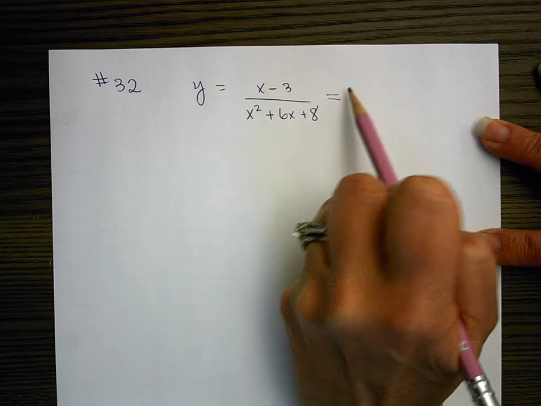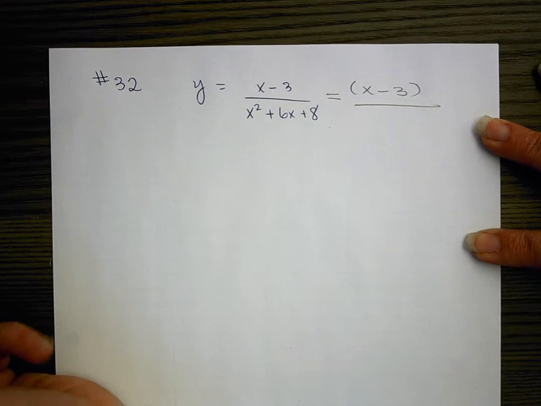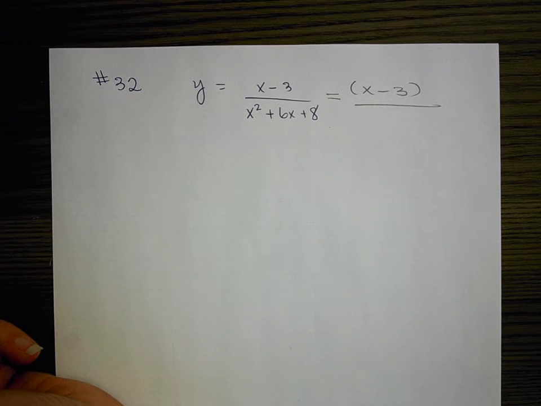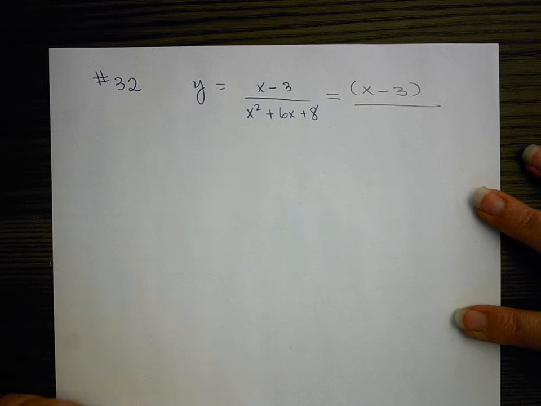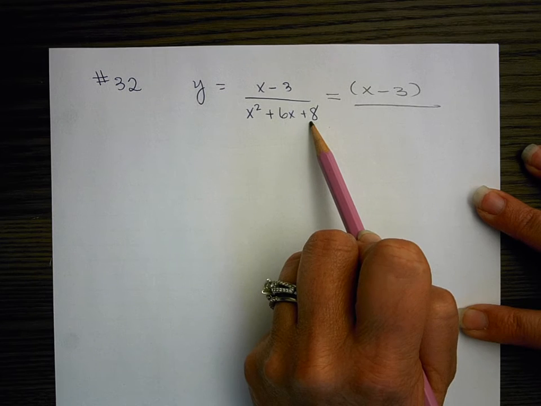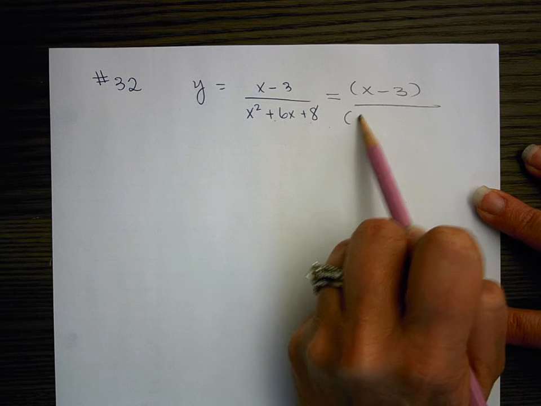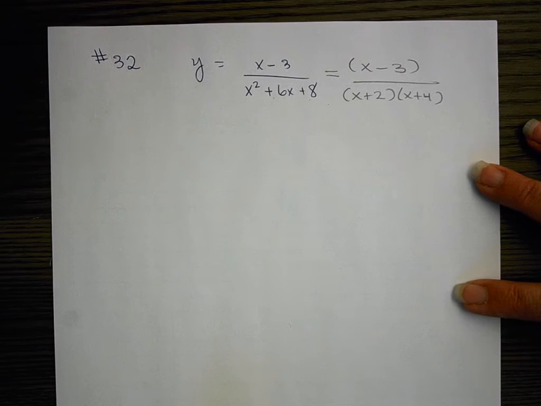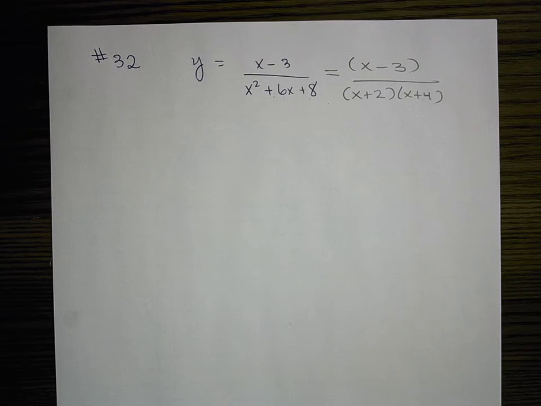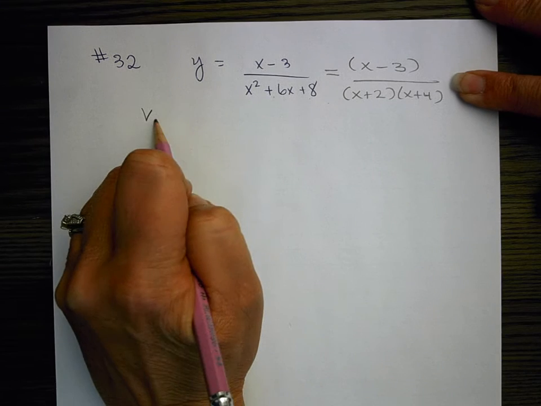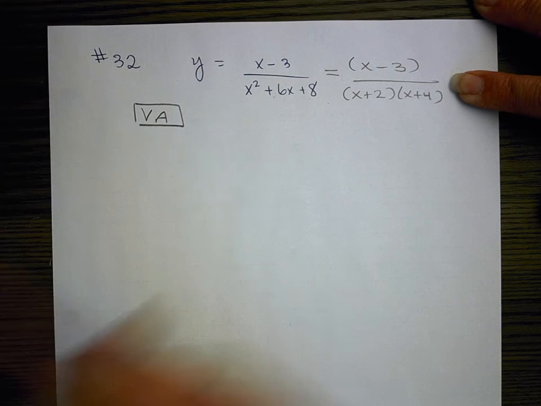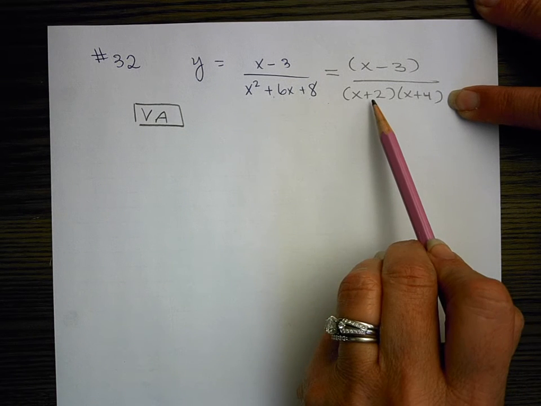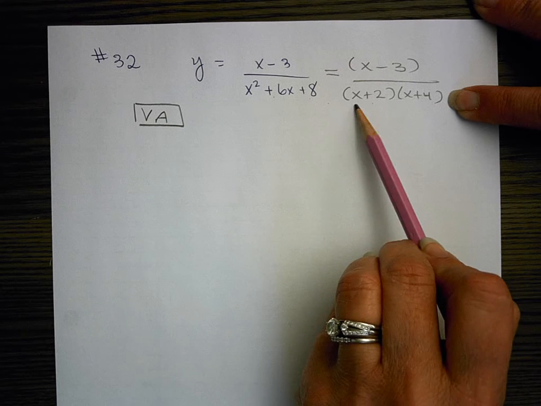So x minus 3 doesn't factor. And then for factors of 8, I could use 1 and 8 or 2 and 4. And I know that I want to get a 6, so I would want to use 2 and 4. And then either both positive or both negative, and they're both going to be positive because I have a positive on the 6. So 2 and 4. So nothing cancels. So this is what I have for my equation. So I'm going to have a vertical asymptote, and I always look at the denominators for my vertical asymptotes. So I look down here, so that would be one at negative 2 and negative 4.